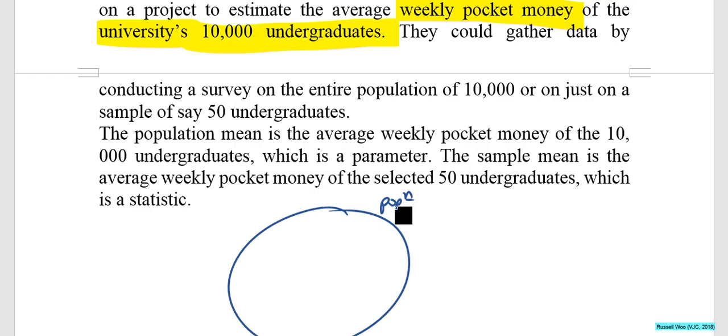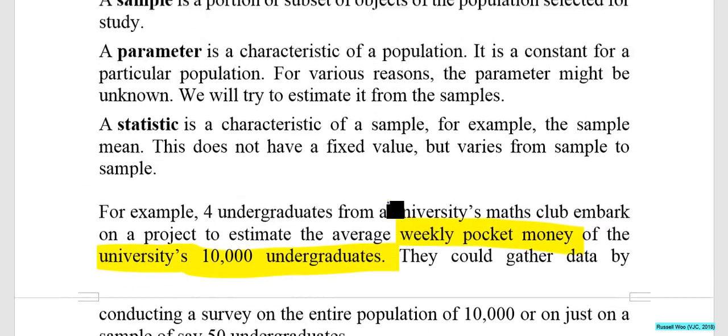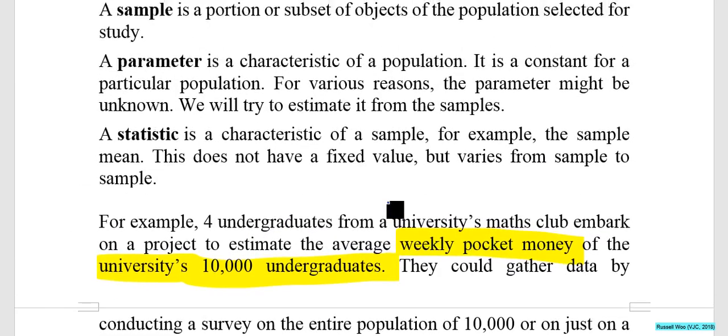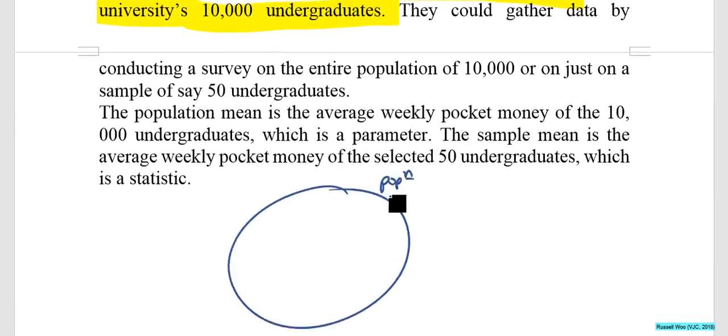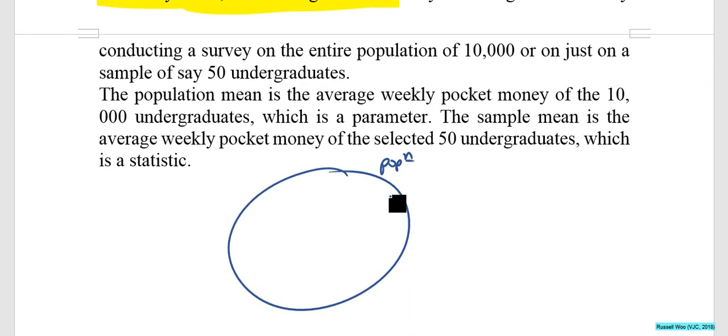Now, just to talk about this, let's use weekly pocket money as an example. If we are interested in the weekly pocket money of undergrads in the university, then the entire population will consist of 10,000 people. That's the population.